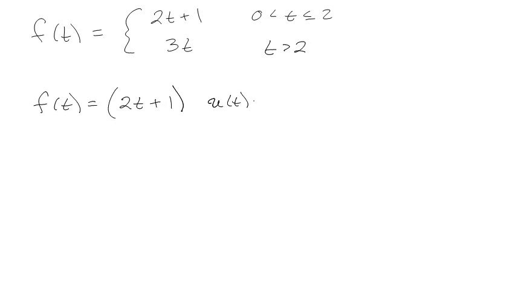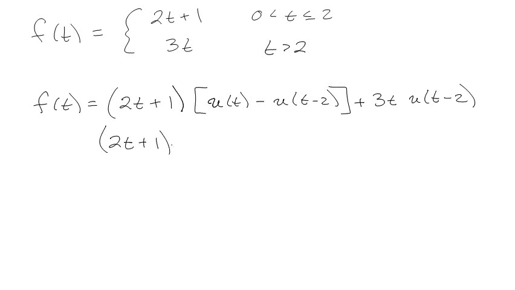So u(t minus 2) needs to be multiplied by a little top hat. And then 3t needs to be multiplied by u(t minus 2). Okay, so if I was going to Laplace something, I would be Laplacing this. And then I'd be Laplacing this.